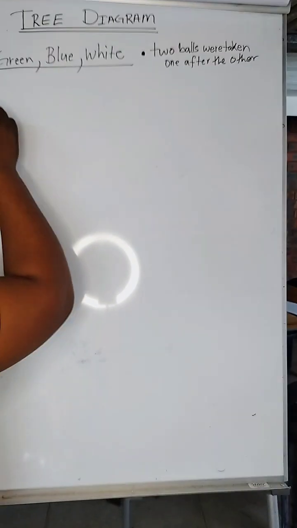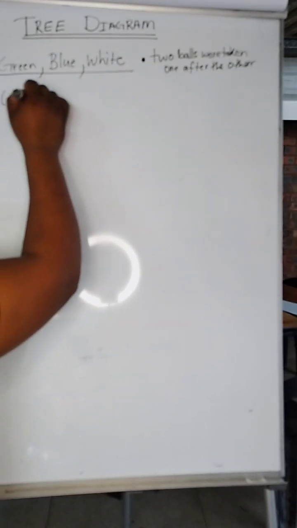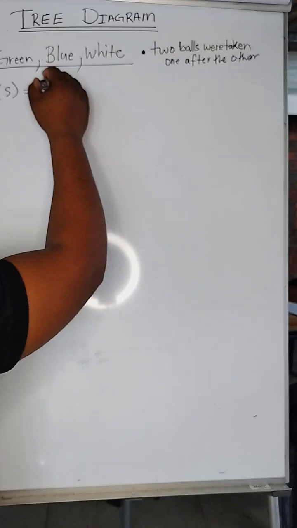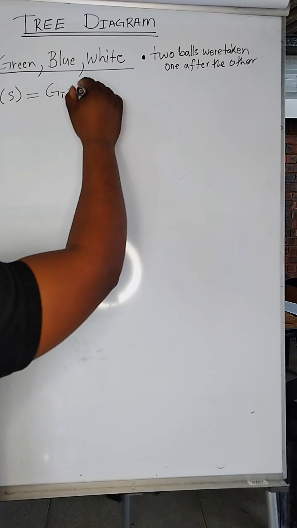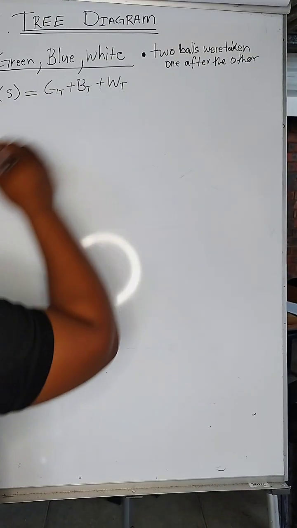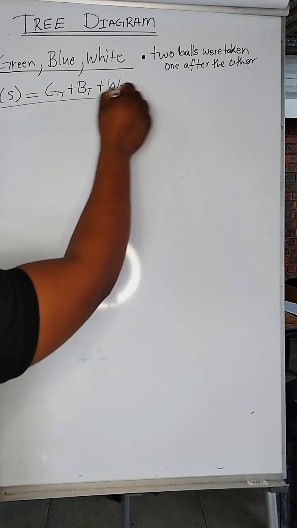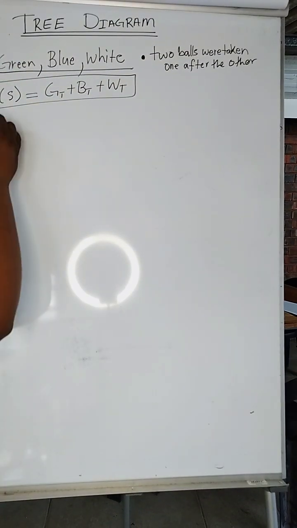Come with me. For calculating n of s, which is the sample space, I will have green total plus blue total plus white total. That is how I'll calculate the total sample space. Then let's deal with number one.